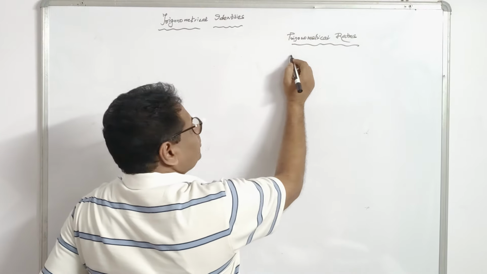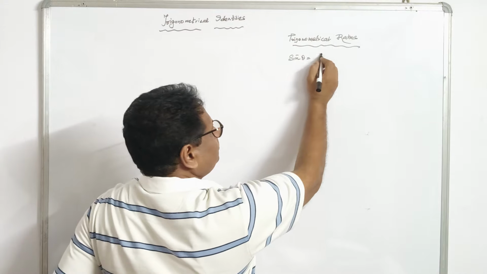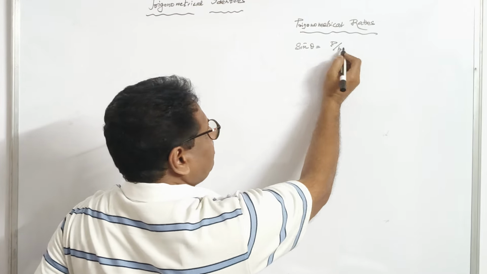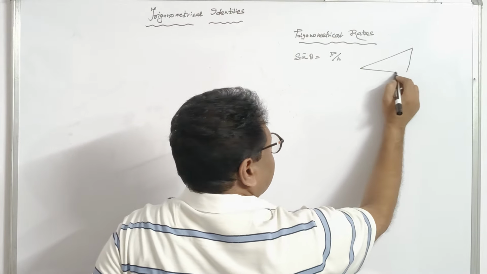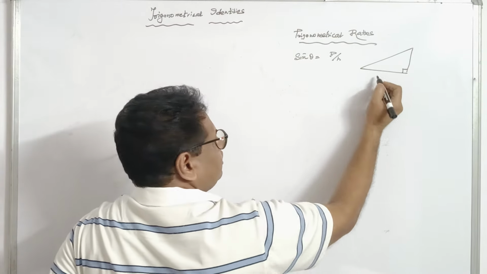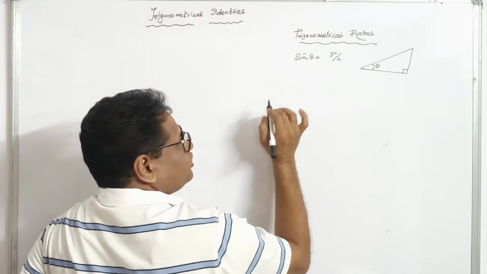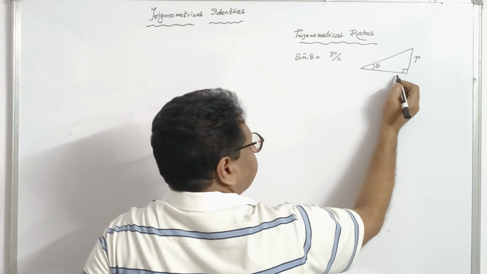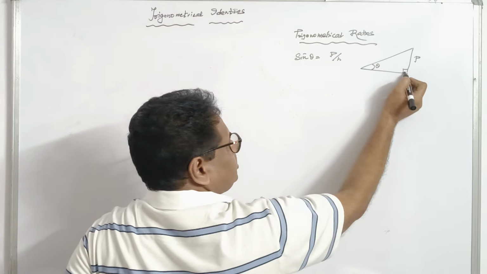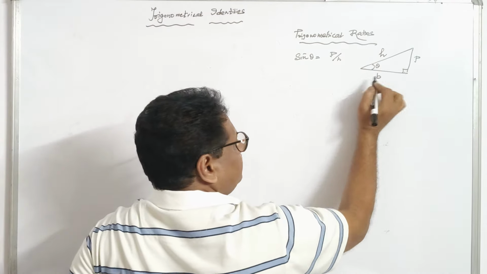So the first ratio we have is sine of theta, which equals the ratio of perpendicular by hypotenuse. Perpendicular, hypotenuse, base: how to recognize them? Suppose this is the acute angle theta, whose trigonometrical ratios you are going to express. The side opposite to theta is the perpendicular. The side opposite to 90 degrees is the hypotenuse, and the remaining side will be the base.